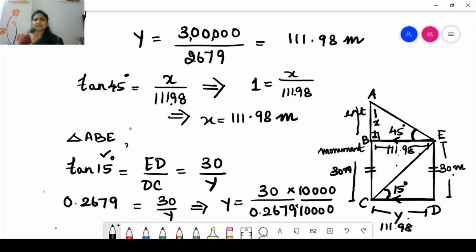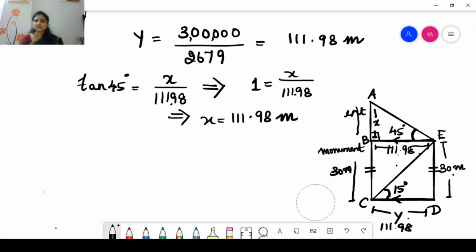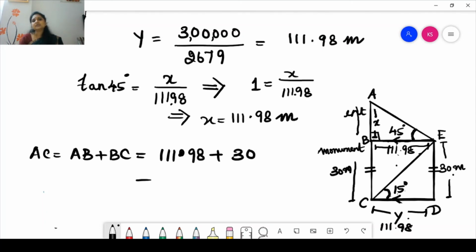Now is that the height of the monument? Of course not. It's just a part of the monument. So you need to look into the figure and then write the correct answer. So I'm supposed to find AC. That gives me the height of the monument. So AC is nothing but AB plus BC. So that is equal to 101.98 plus 30. Because this is 30 meters, right? I have marked it here. Look at the figure. So I have 148.98 meters to be the height of the monument.